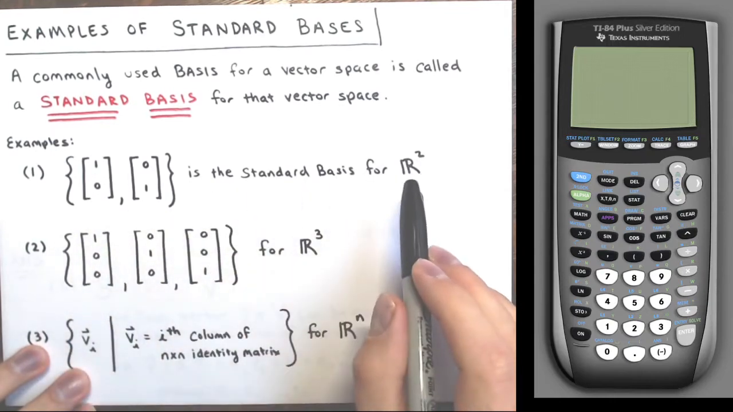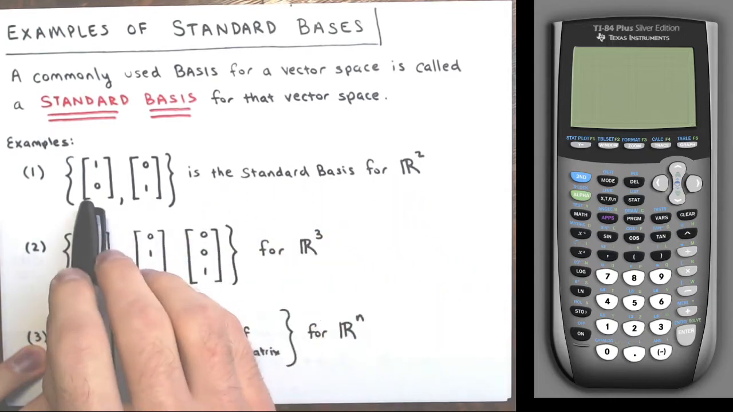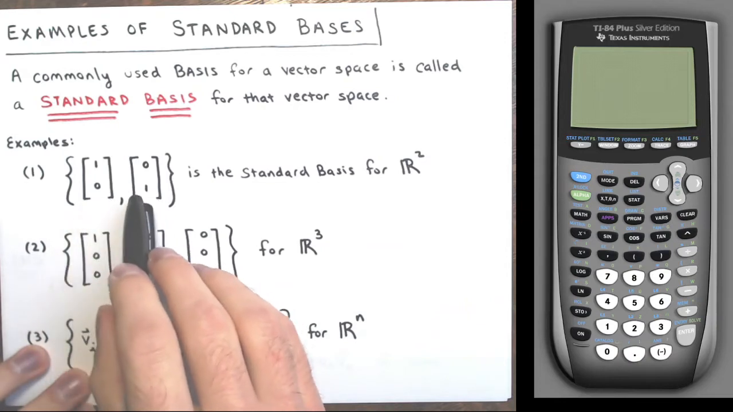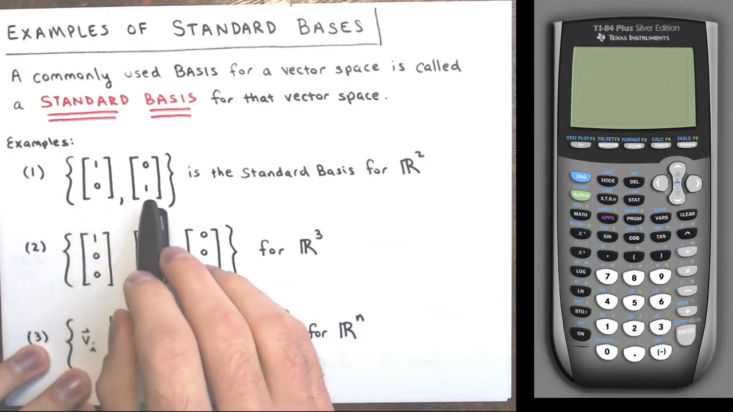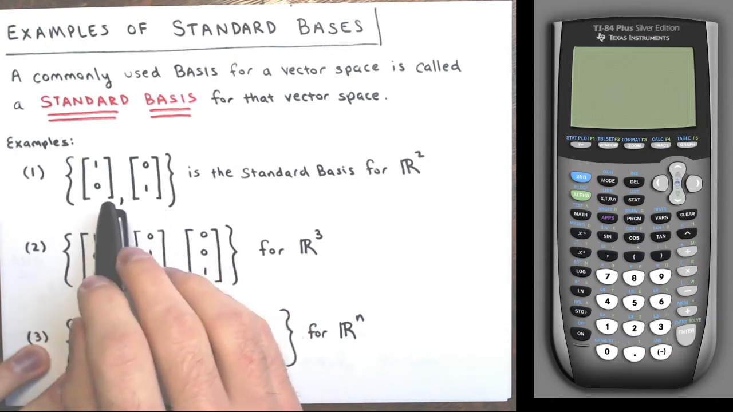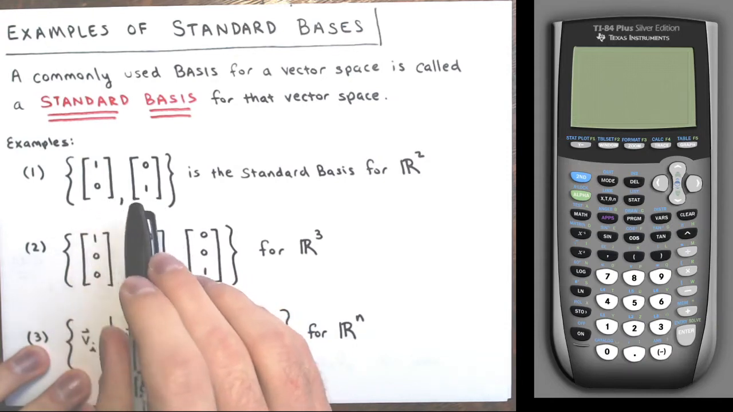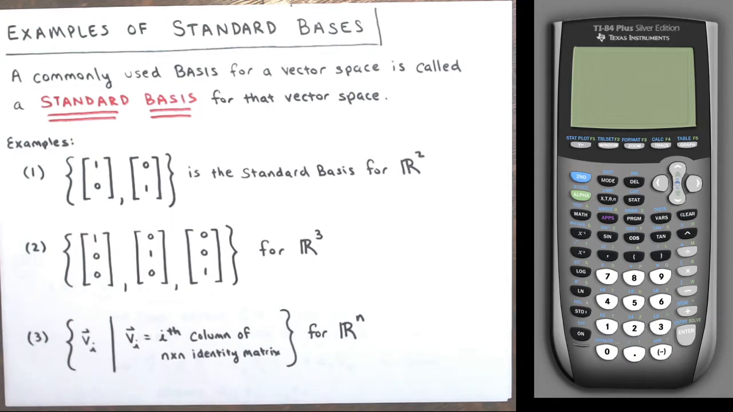Every vector in R2 is some linear combination of these two vectors, and these two vectors are linearly independent. They are not scalar multiples of one another. That's all you need to check for when you only have two vectors. When you're checking for independence, are they scalar multiples or not?